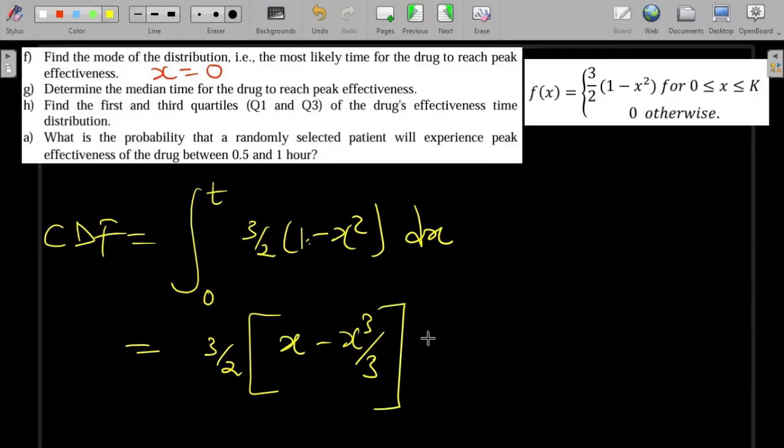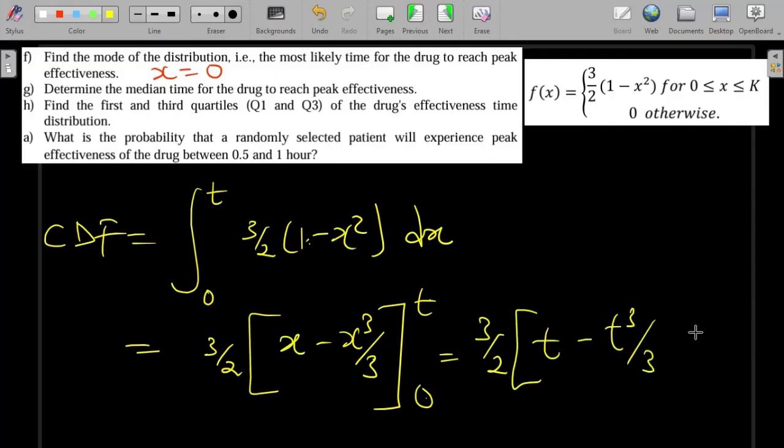So it means here I have t and then 0. Our CDF is just going to be equal to 3 over 2, and then you put in the t there. If you put in the 0, you're just going to get zeros. So it will be t minus t to the power 3 divided by 3. So this one here is our CDF. We're going to be using our CDF to find the median, the quartile 1, the quartile 2, the quartile 3, I mean.